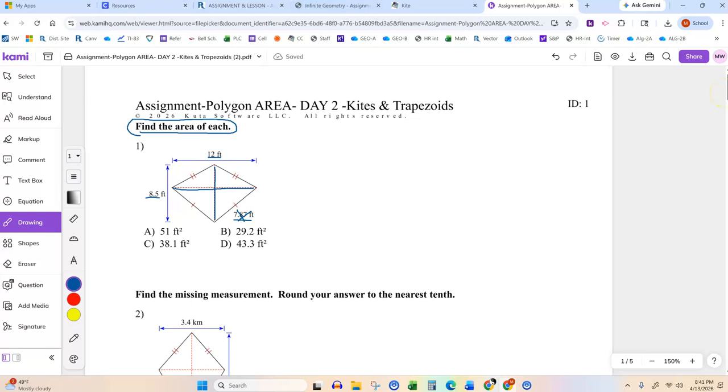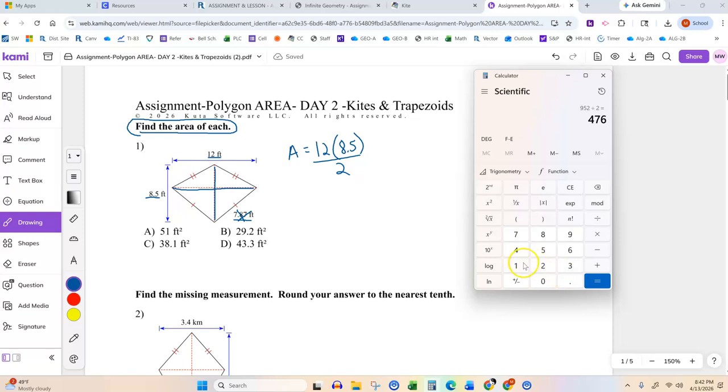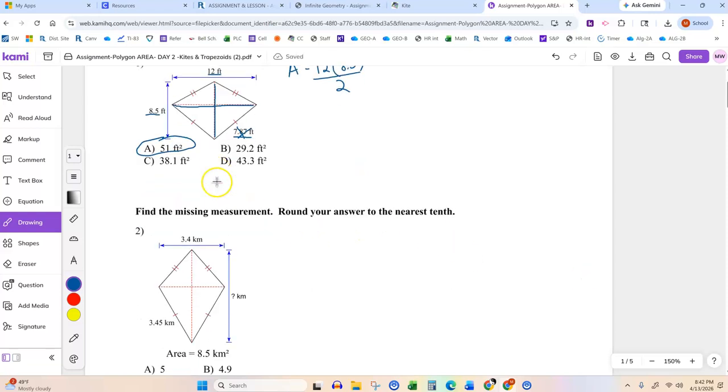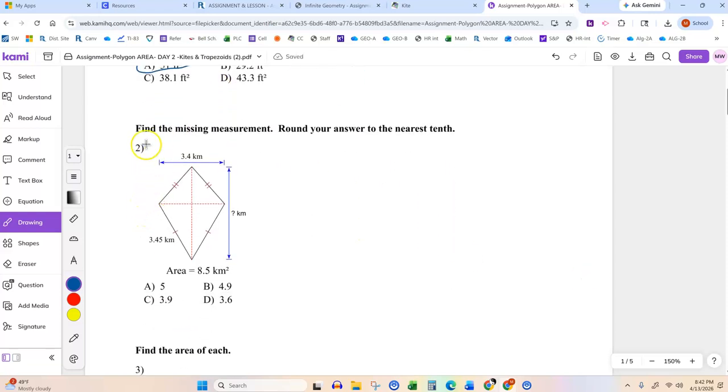So if we go, the area equals 12 times 8.5, multiplication, divided by 2. So if you get your calculator out, you'll see 12 times 8.5 divided by 2 equals 51, and that would be A. That's all there is to it, guys, okay? Let's look at number 2. Number 2 is another example.